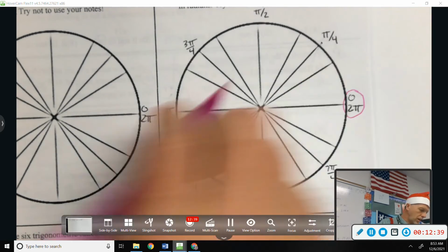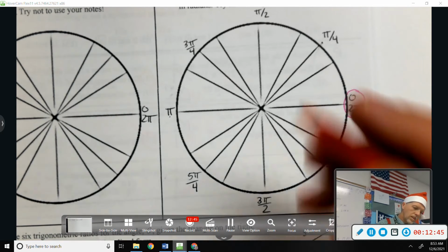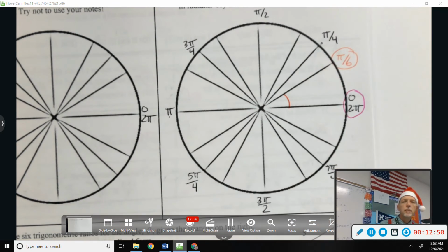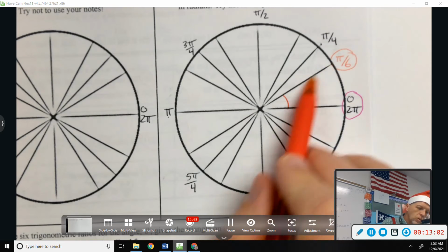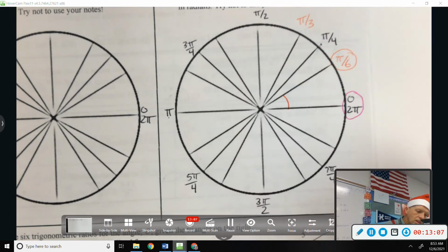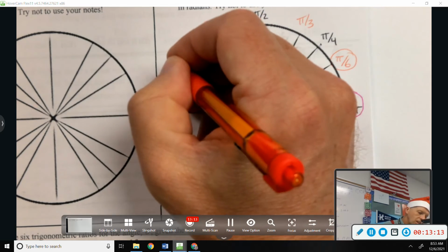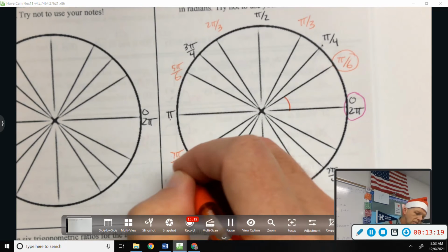What's this? What's that angle? This angle. Pi over 6. I contend if you know those 3, you can figure out the rest, because you can count your way around. You can do the halves. You can count. So this is 1 over 6. That one's 2 over 6. 3 over 6. 4 over 6. 5 over 6. 6 over 6. 7 over 6.